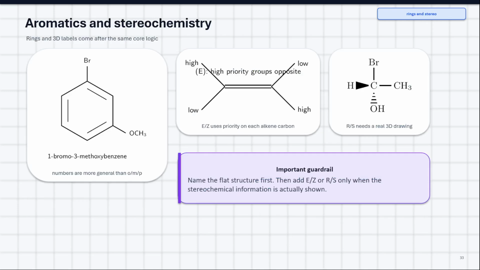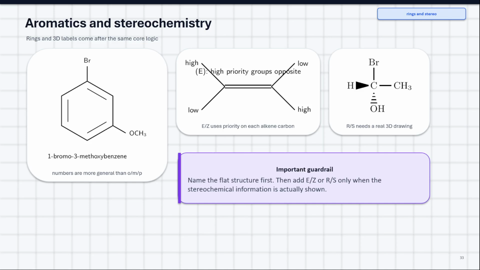Now we combine 2 topics students often see later, aromatic rings and stereochemistry. Aromatic compounds often involve benzene rings. Sometimes benzene is the parent, and sometimes the ring is a substituent called phenyl. Priority decides what role the ring plays. For simple disubstituted benzene compounds, you may see ortho, meta, and para, but numbers are more general and safer.